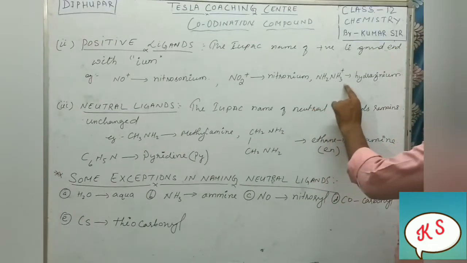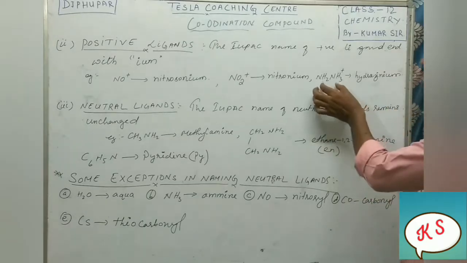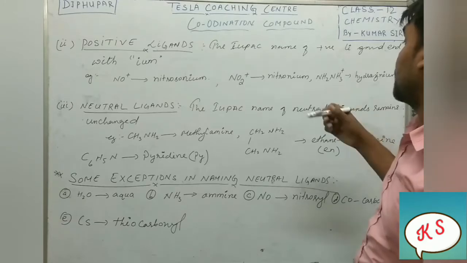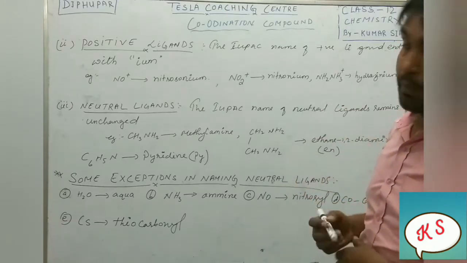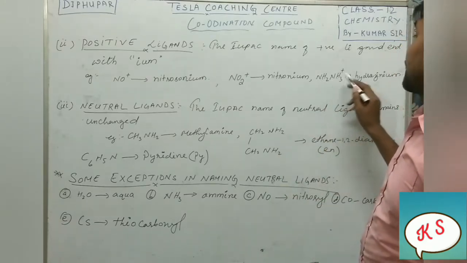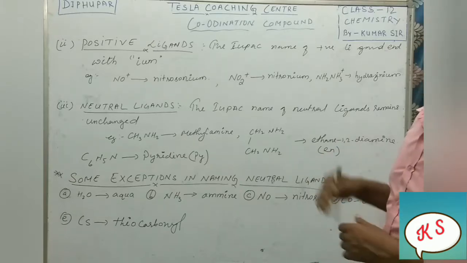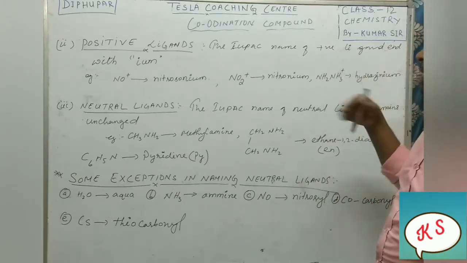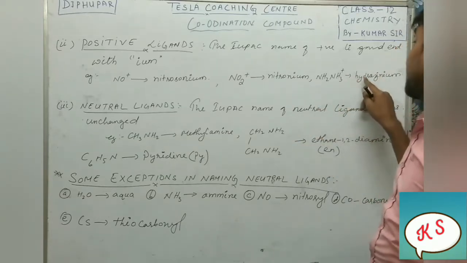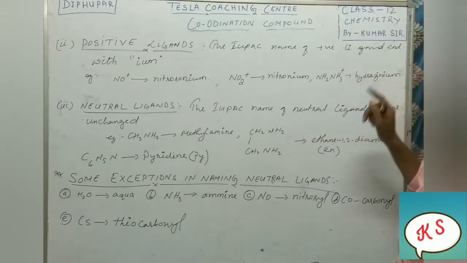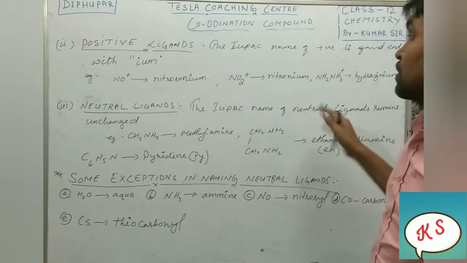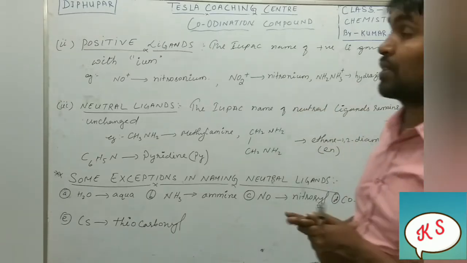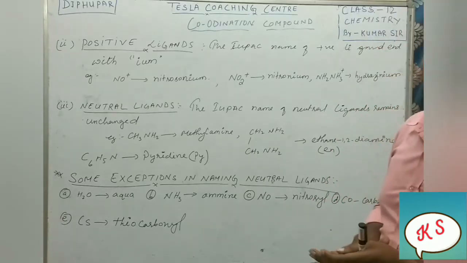NH2NH3 positive. Actually, it is hydrazine. You might have come across it, or if not, you will do it in the organic part. NH2NH3 positive is hydrazine, but since it is a positive ligand, when you write the IUPAC name, you will write hydrazinium. So I hope you understood how positive ligands are given their IUPAC names.